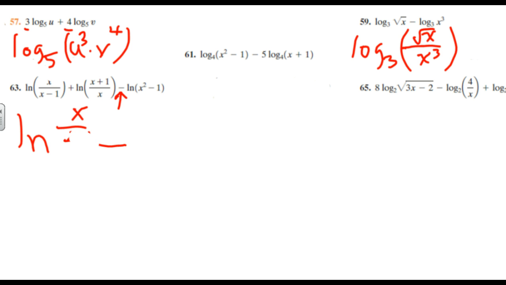I don't know what happened there. X times x minus 1 times x plus 1 over x over, that becomes x squared minus 1.